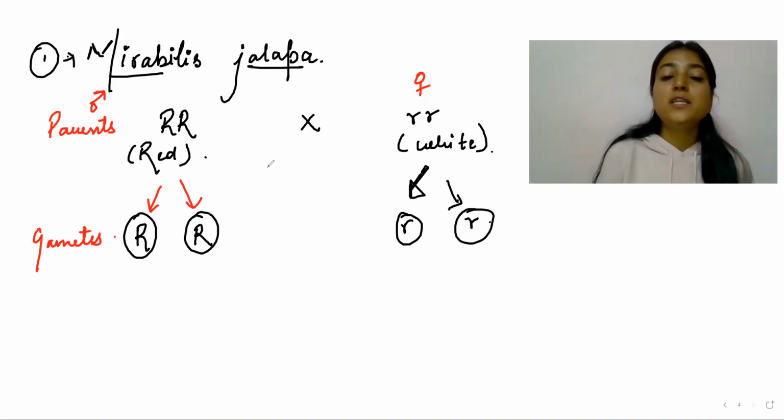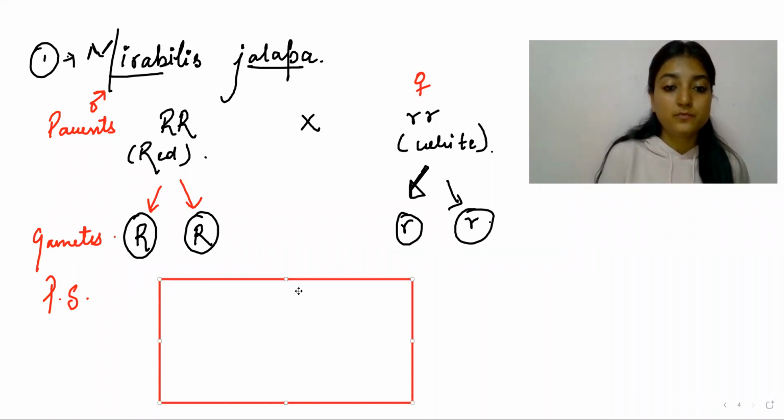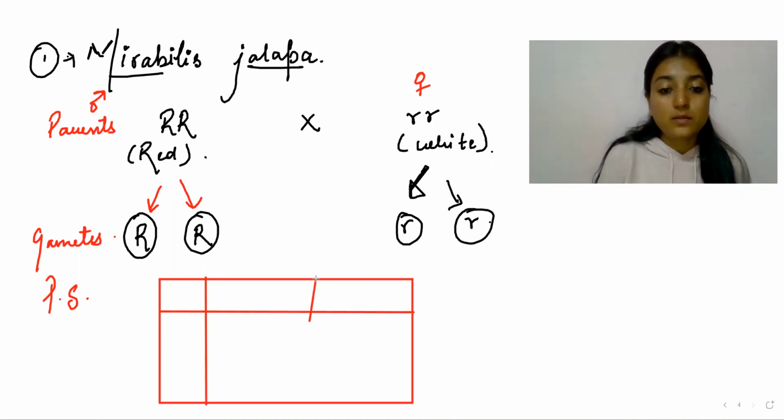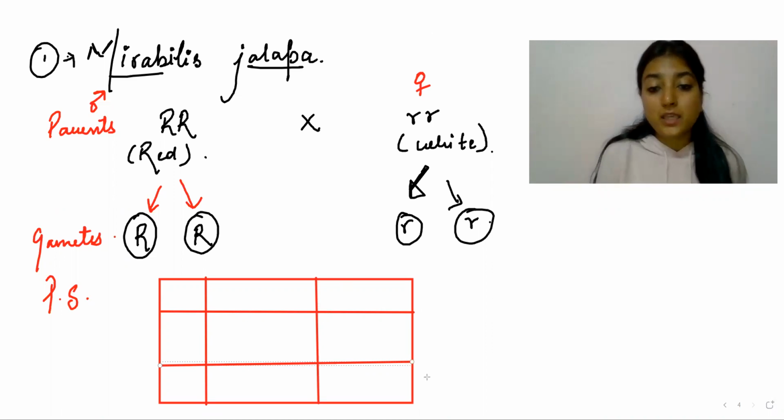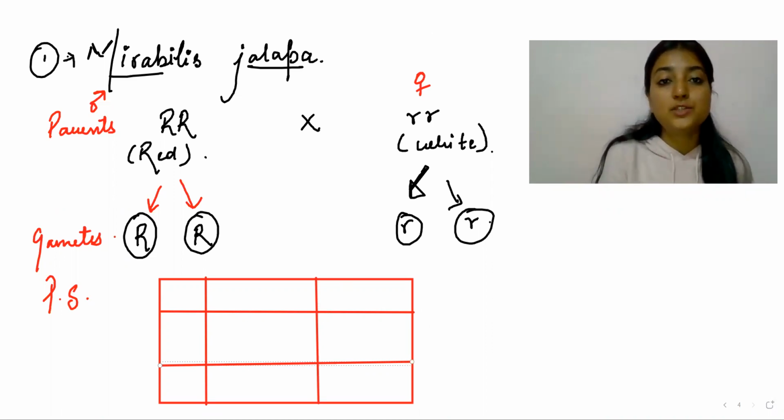Okay. So now after taking out the gametes, we have to establish the Punnett square for F1 generation. So let me make a quick Punnett square. Again, the two types of gametes are produced over here. That's why we are making two columns and two rows. Okay. So now here this is expressing the F1 generation.